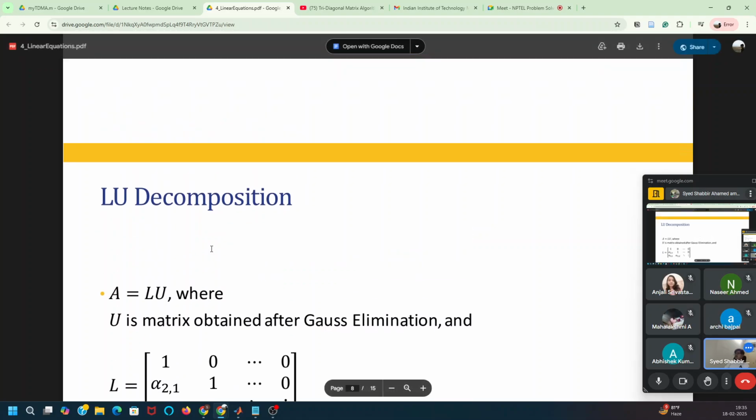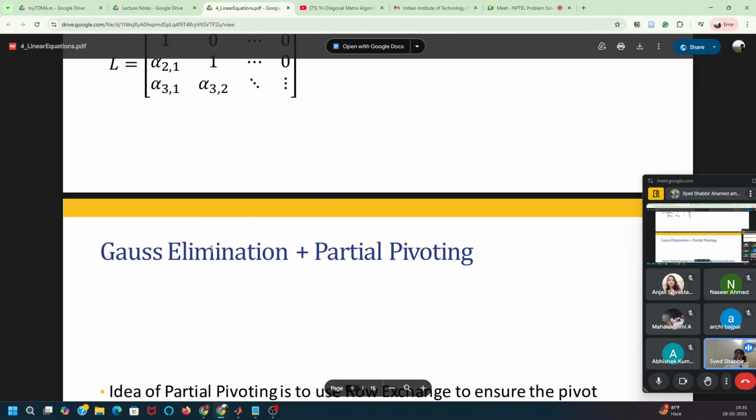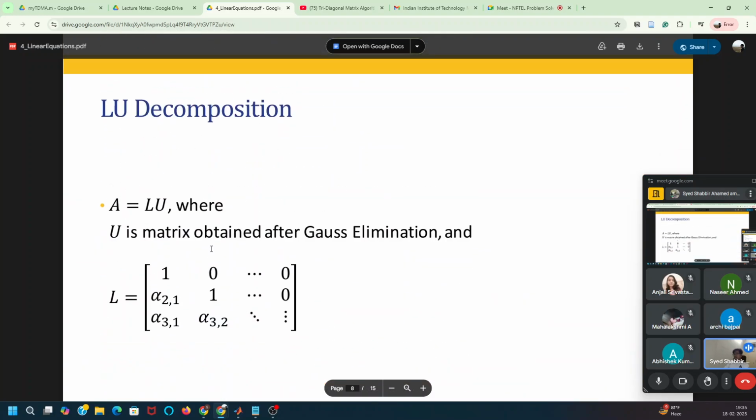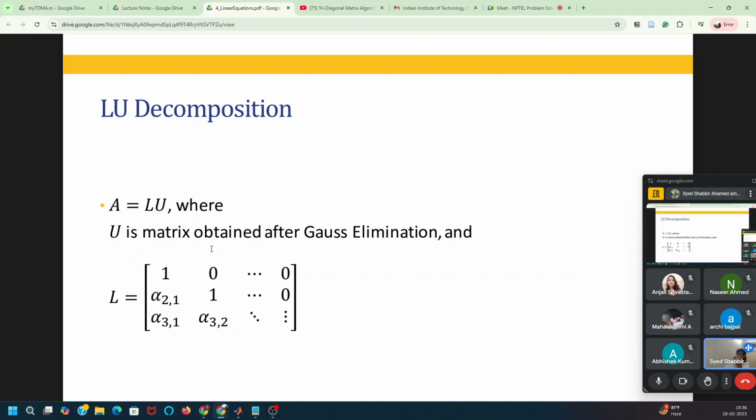This is as far as we have discussed. If you want to learn more about getting the solution of a linear system of equations by doing this LU decomposition, you can go to the computational techniques course taught by Niket. In that you can find more details.